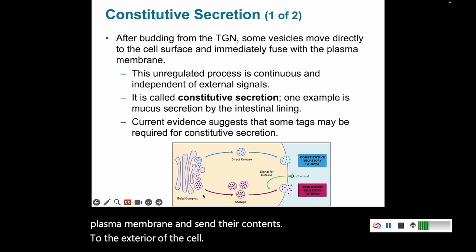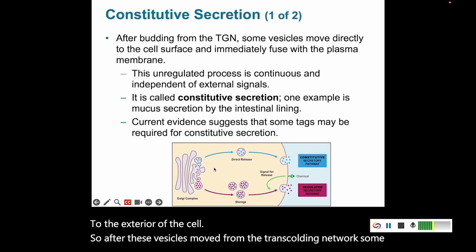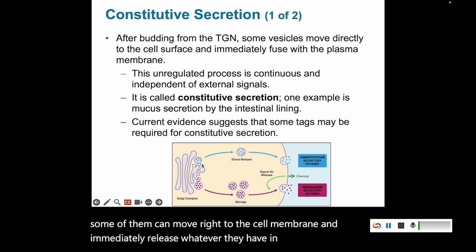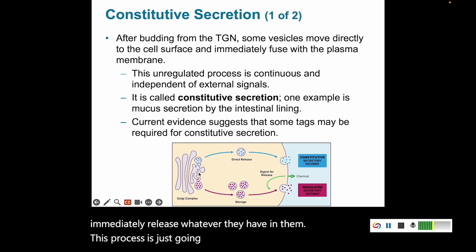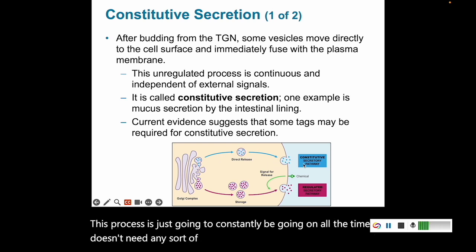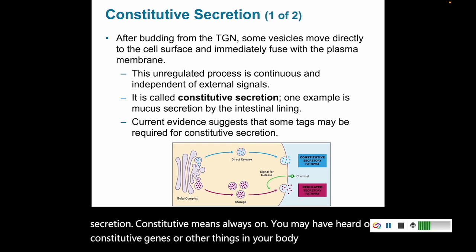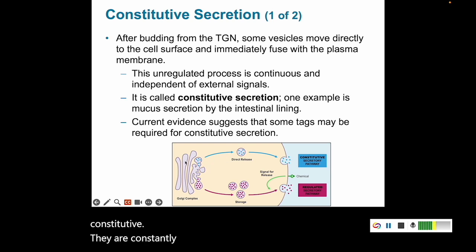So after these vesicles move from the trans-Golgi network, some of them can move right to the cell membrane and immediately release whatever they have in them. This process is just going to constantly be going on all the time. It doesn't need any sort of signals. This is called constitutive secretion. Constitutive means always on. You may have heard of constitutive genes or other things in your body that are constitutive. They are constantly doing it. So constitutive secretion is always active.